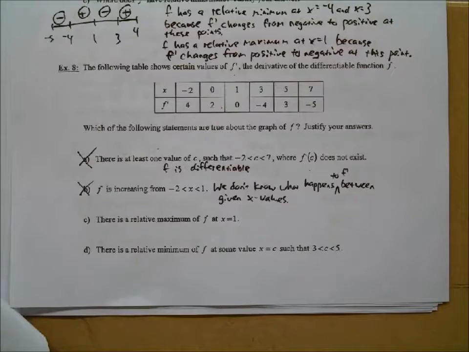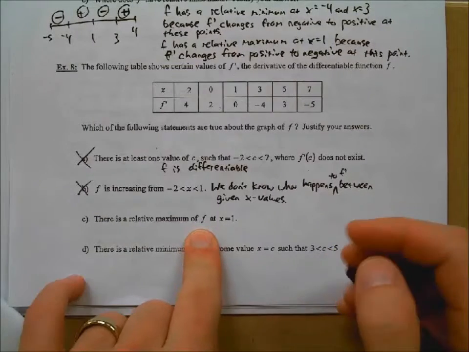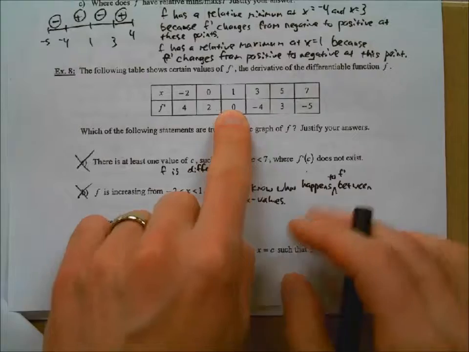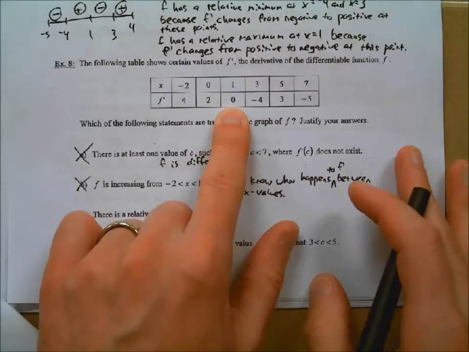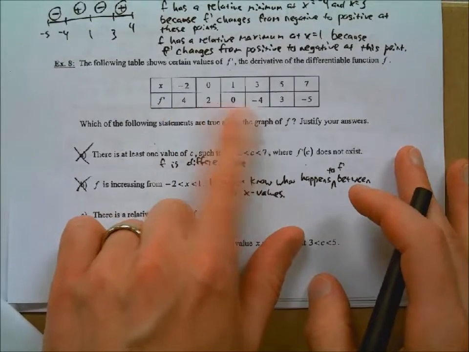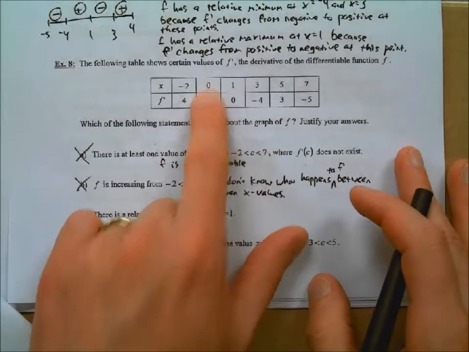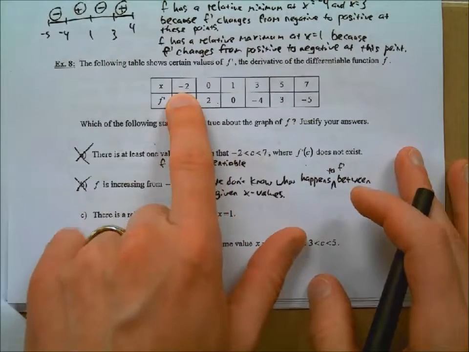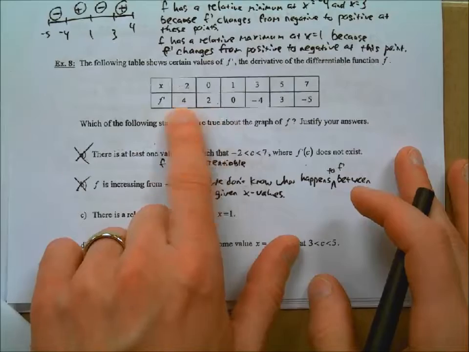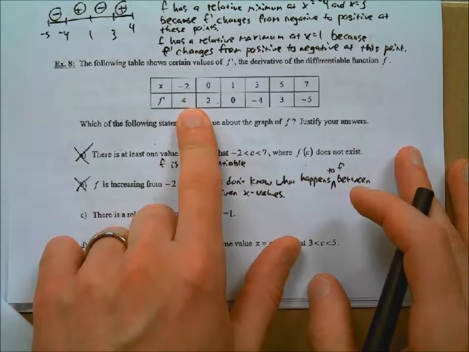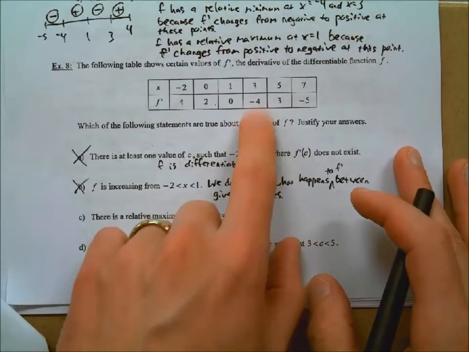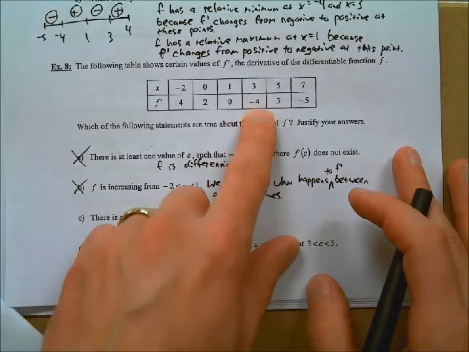Okay, so let's look here, right? So first of all, 1 is a critical point, right? Because at 1, the derivative is 0. To the left of 1, we do see at 0 that f prime is positive 2, and at -2, f prime is positive 4. So it looks like to the left of 1, our derivative is positive. And to the right of 1, at least immediately, our derivative looks negative, right? At 3, it's at -4.